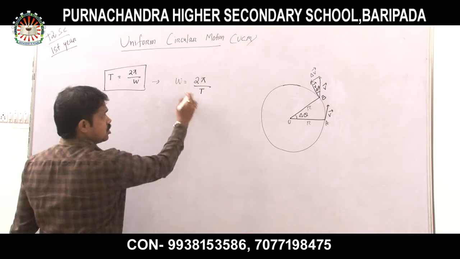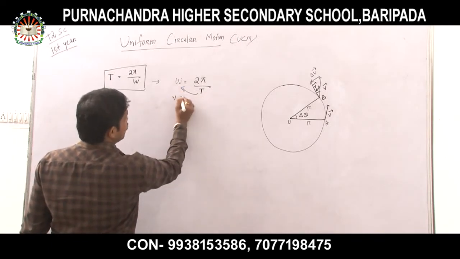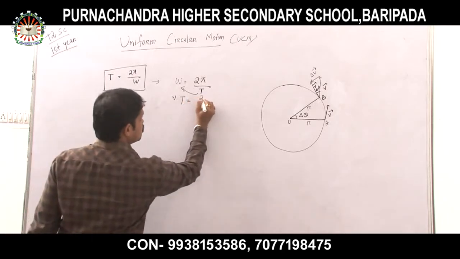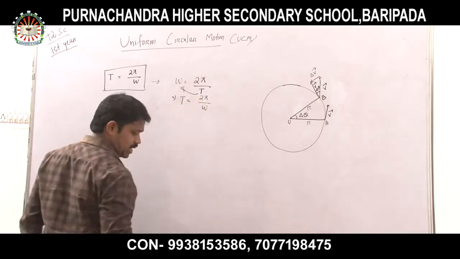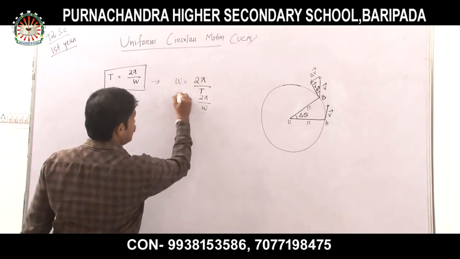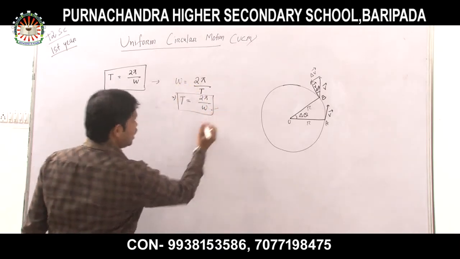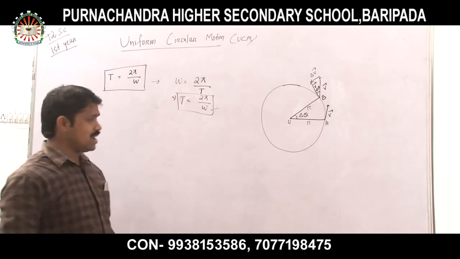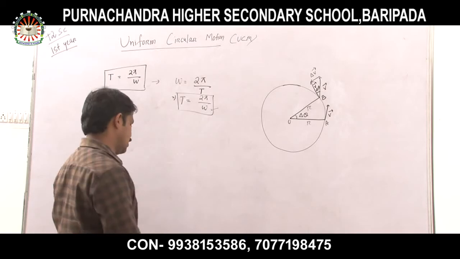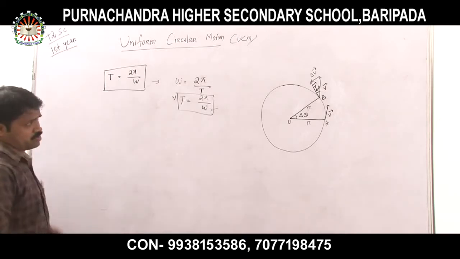We know that. Okay, so from this we can rearrange it and find the time period of revolution in a uniform circular motion: T is 2 pi divided by omega. Very simple. This is the time period of revolution, the amount of time it requires to complete one revolution. Understood all of you? So this is the main important point.